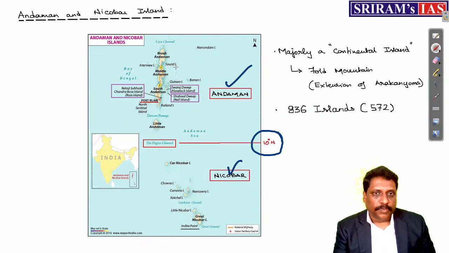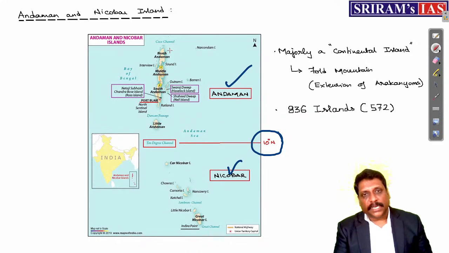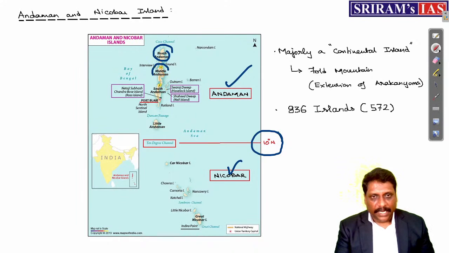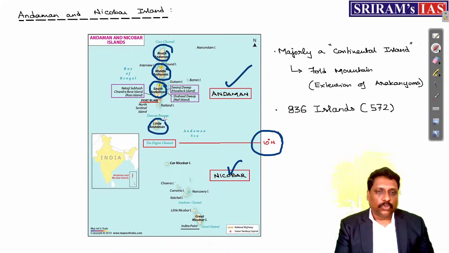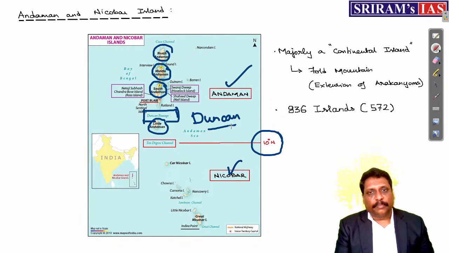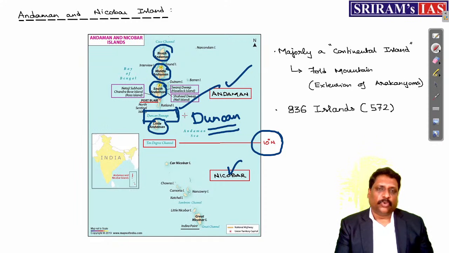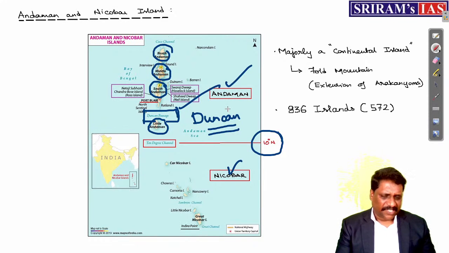And in the northern groups, my dear friends, you have 4 very important islands: North Andaman, Middle Andaman, South Andaman, and Little Andaman. And the South Andaman and Little Andaman, again, are separated by one very important water body called as what? Duncan Passage. Right? Maybe you can remember this Duncan Passage also.